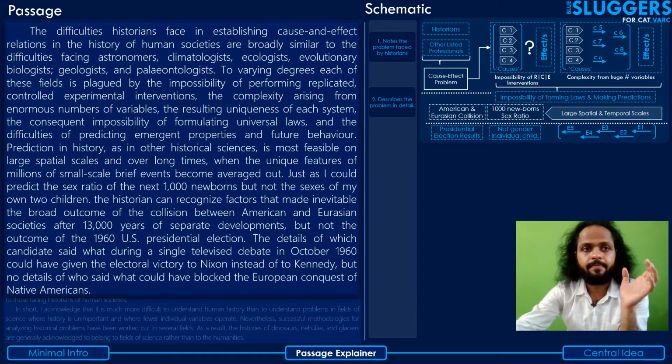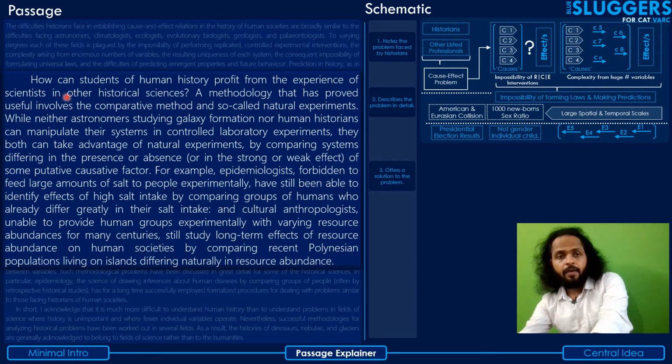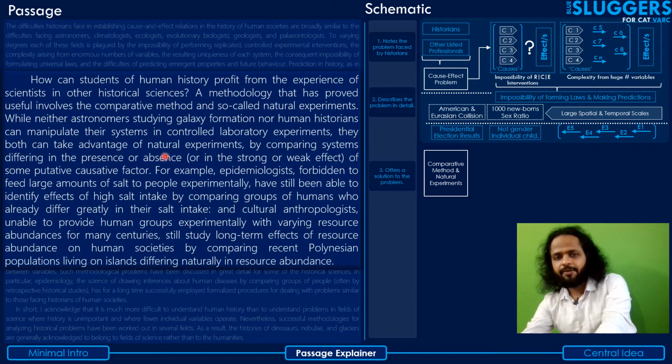Let's move on to the next one. Next paragraph: How can students of human history profit from the experience of scientists in other historical sciences? A methodology that has proved useful involves the comparative method and so-called natural experiments. While neither astronomers studying galaxy formation nor human historians can manipulate their systems in controlled laboratory experiments, they both can take advantage of natural experiments, by comparing systems differing in the presence or absence, or in the strong or weak effect, of some putative causative factor.